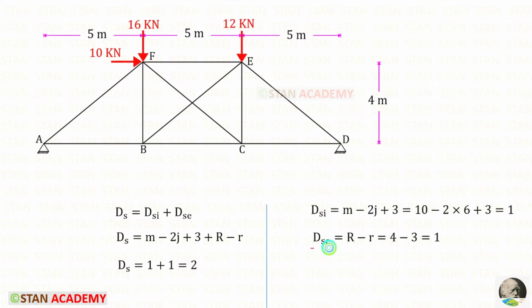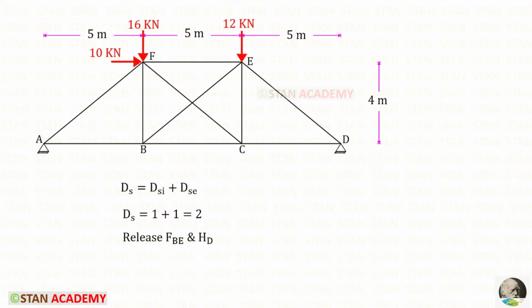Let us find dSe. R is the total number of reactions we need to find. In the hinged supports, there will be two reactions, vertical and horizontal. So here we need to find two reactions and here two, totally 4. R is 4. Small r is the available equilibrium conditions. There are three equilibrium conditions: sigma V is equal to 0, sigma H is equal to 0, and sigma M is equal to 0. For dSe also we will get 1. So the degree of static indeterminacy of the truss is 2.